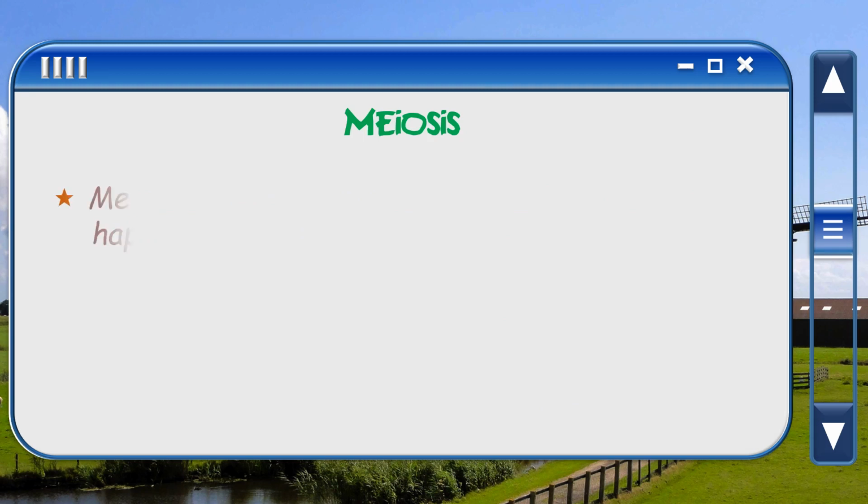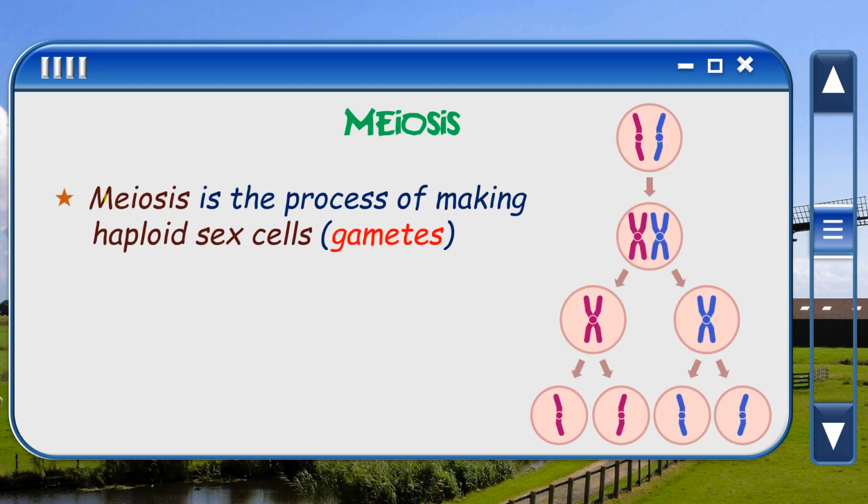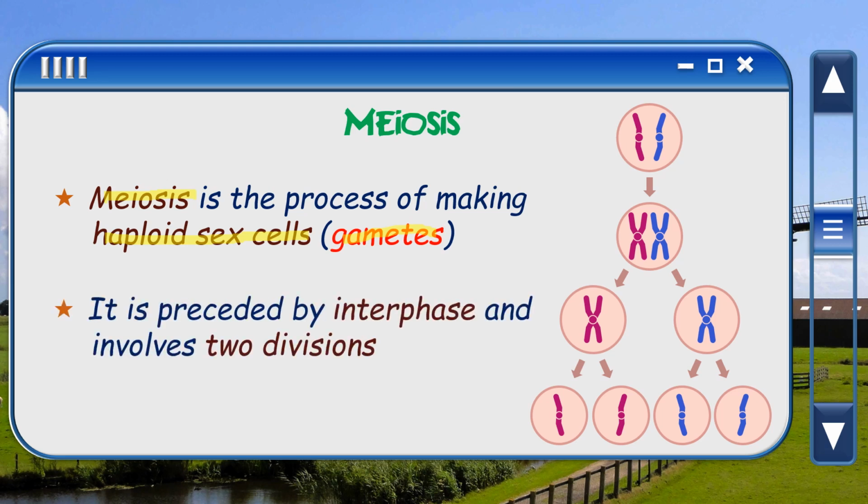Meiosis. Meiosis is a process of making haploid sex cells, or what we call the gametes. It is a process whereby we form haploid sex cells. It is preceded by interphase and involves 2 divisions.